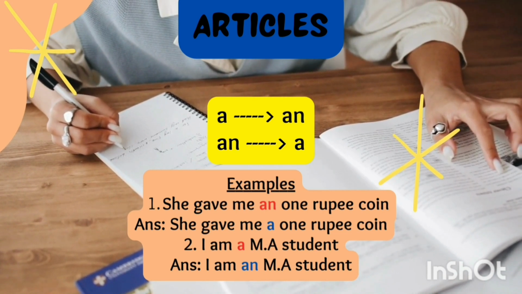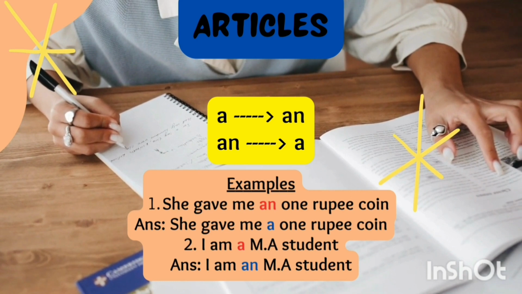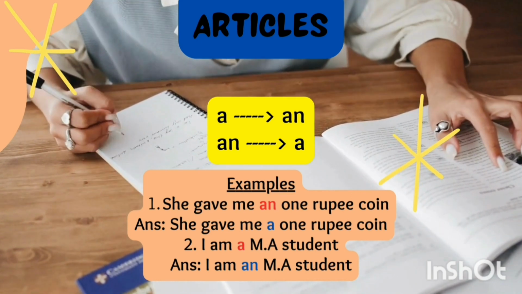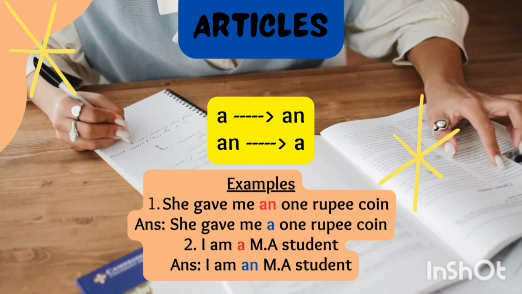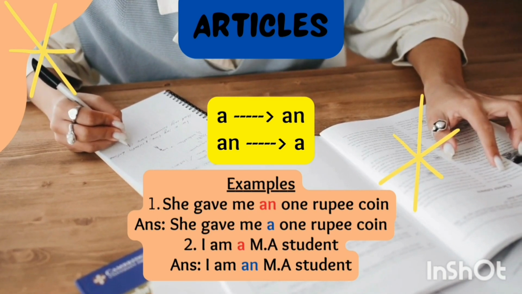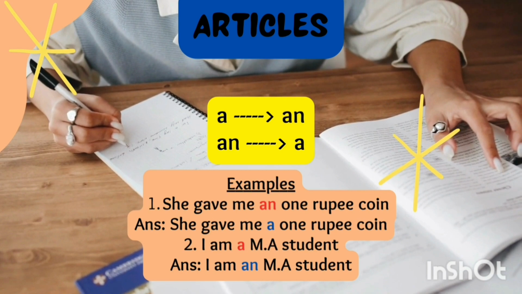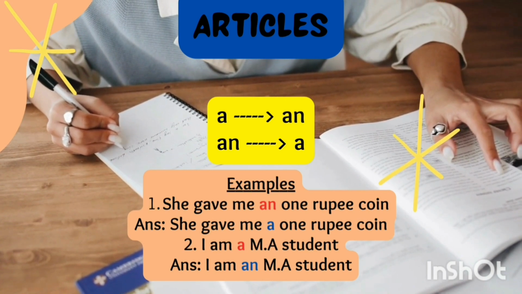Second one, I am a MA student. "A" should be used before a consonant sound. MA starts with the sound "em", and that is there in e, so we need to use "an". Answer, I am an MA student.